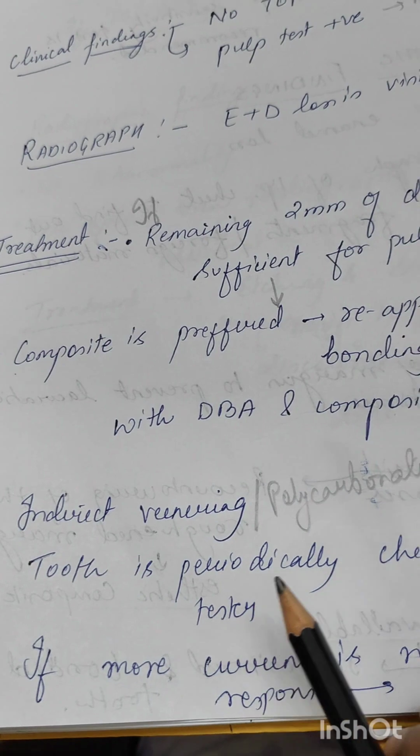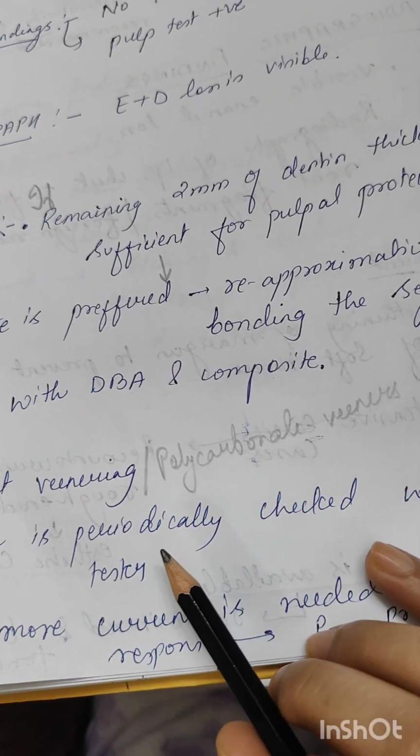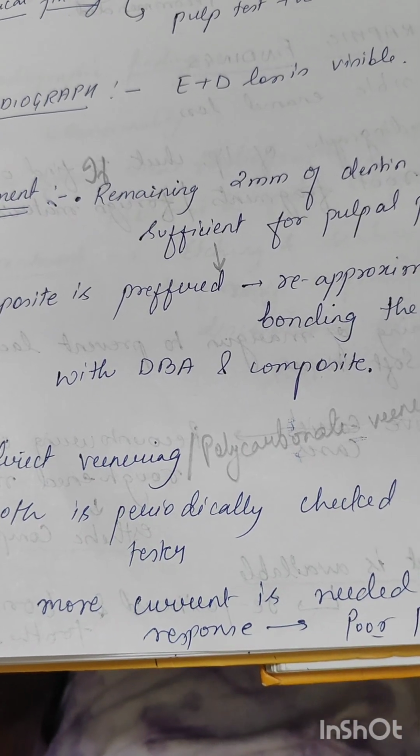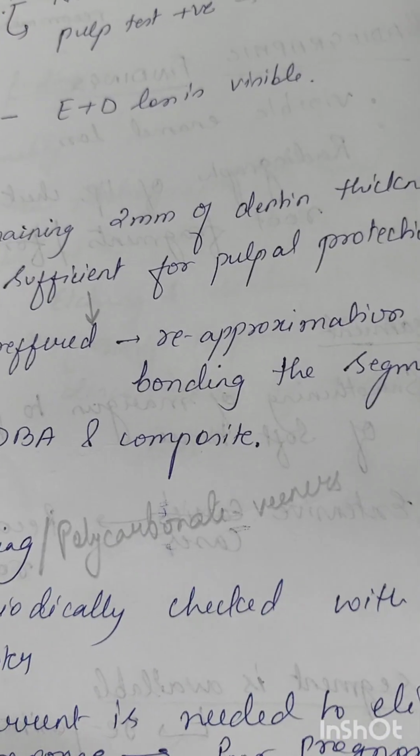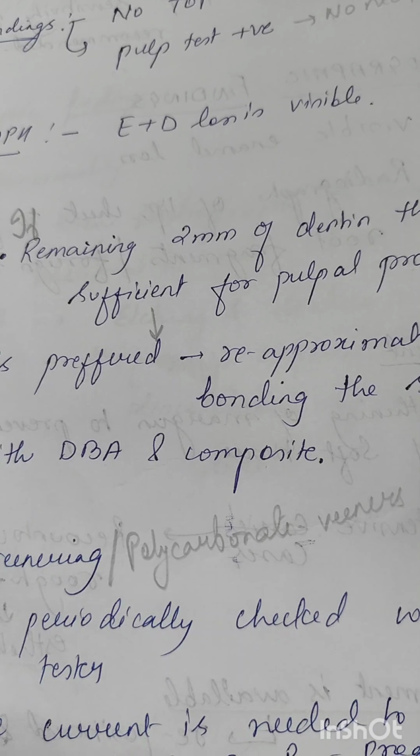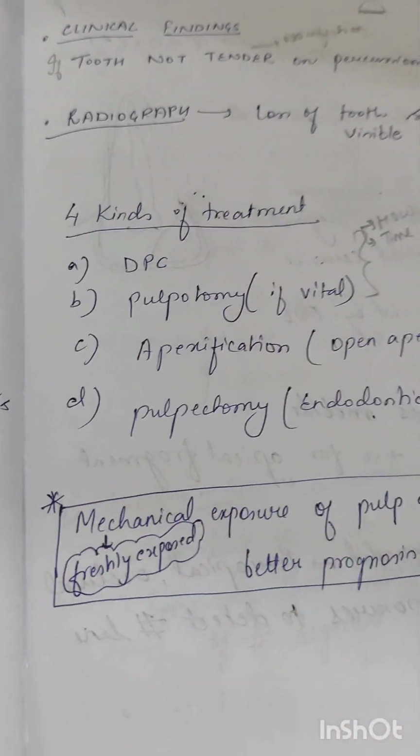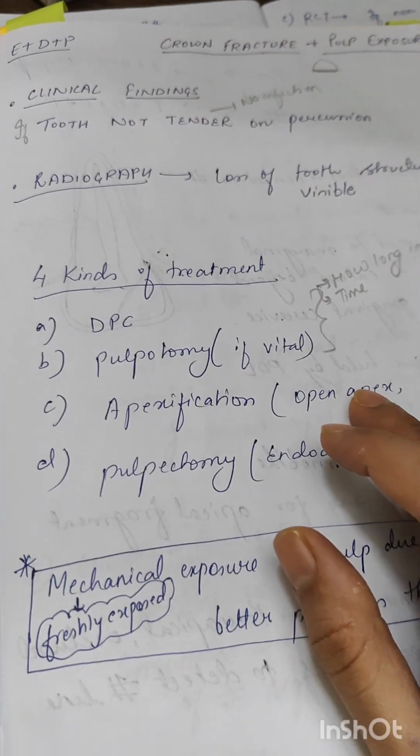The tooth is periodically checked for vitality using the pulp tester. If more current is needed to elicit a response, that means the tooth has a poor prognosis and might be going for necrosis. Now coming on to the third type, that is enamel, dentine and pulp fracture.